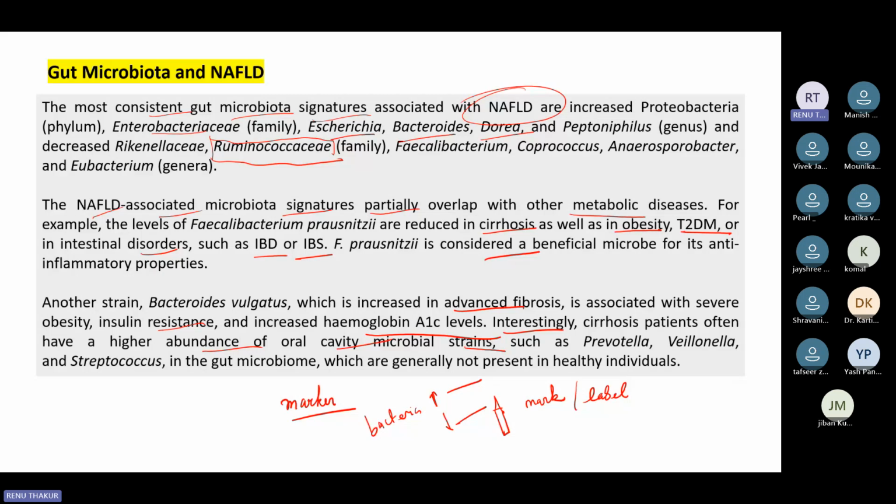So whatever be the metabolic disease, all the bacteria are interlinked to each other. It is not necessary that your bacteria is only present in your gut. It may also be present in your oral cavity. It may also be present in different parts of the body. So everything is linked to each other.